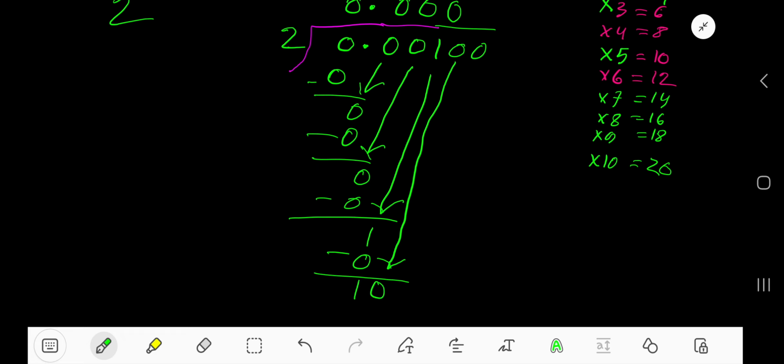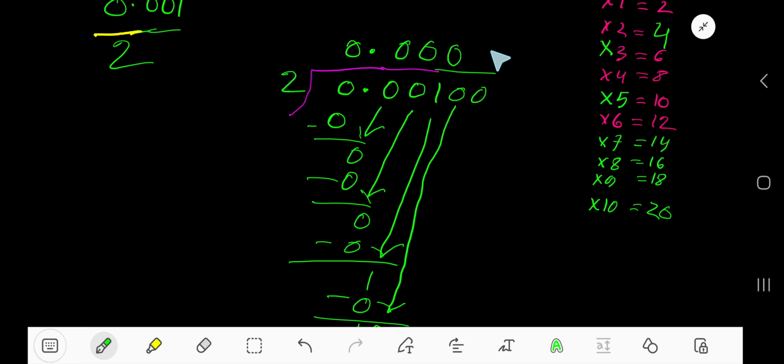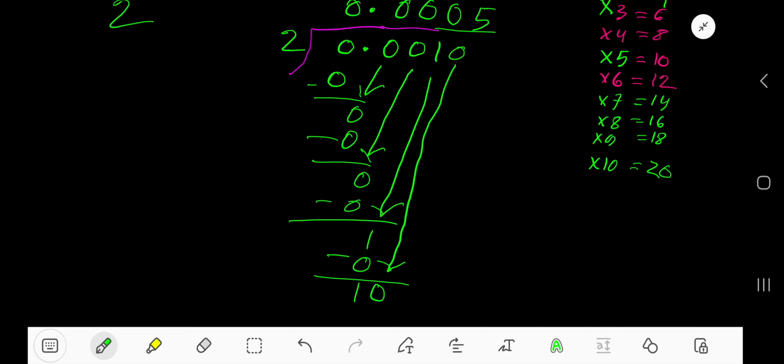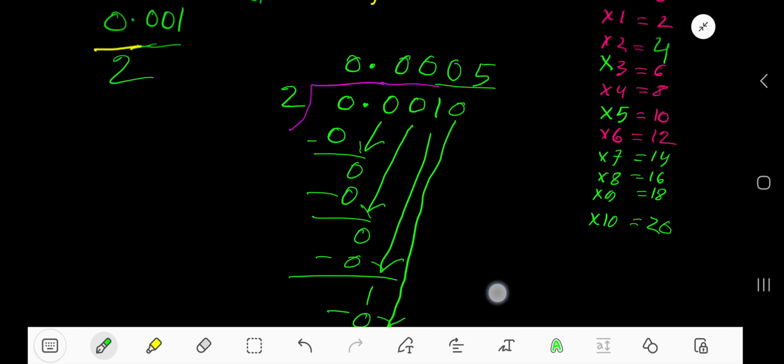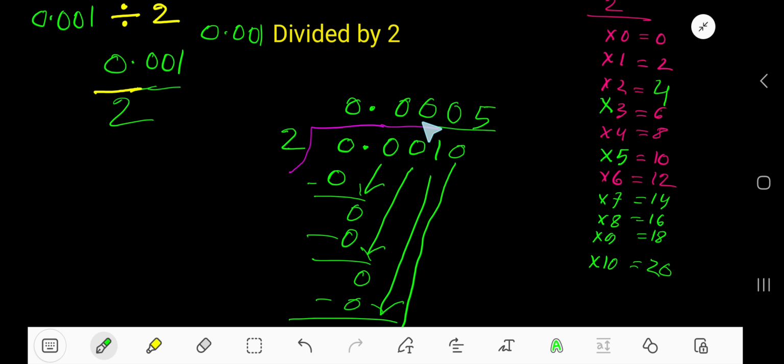Now look, 2 goes into 10 how many times? 5 times. Write 5. This 5 will come over this 0. So 5 times 2, 10. If you subtract, you are getting 0. That is, your answer is 0.005.